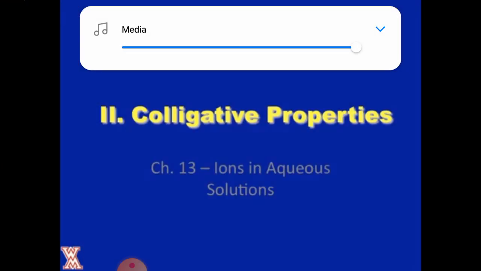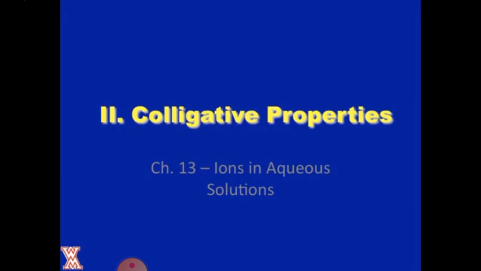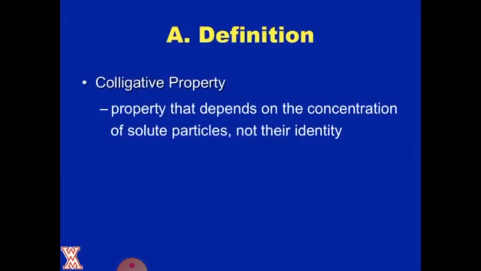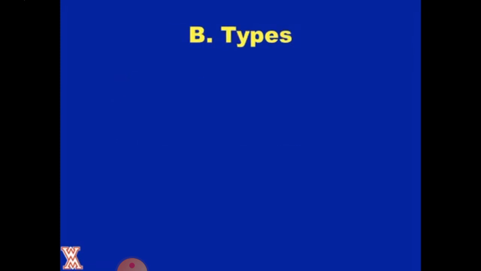It's going to be on colligative properties. Okay, colligative properties. What the heck is a colligative property? Well, a colligative property depends on the concentration of solute particles, not their identity. So if we put more particles in, that property changes. That physical or chemical property will change. That's known as a colligative property.